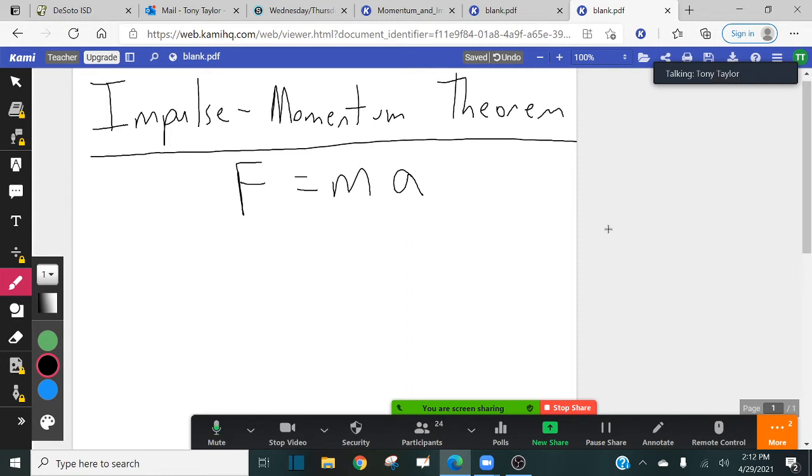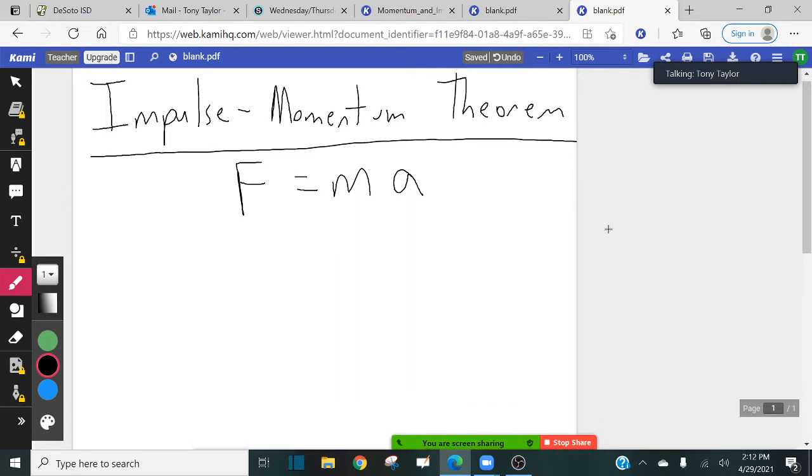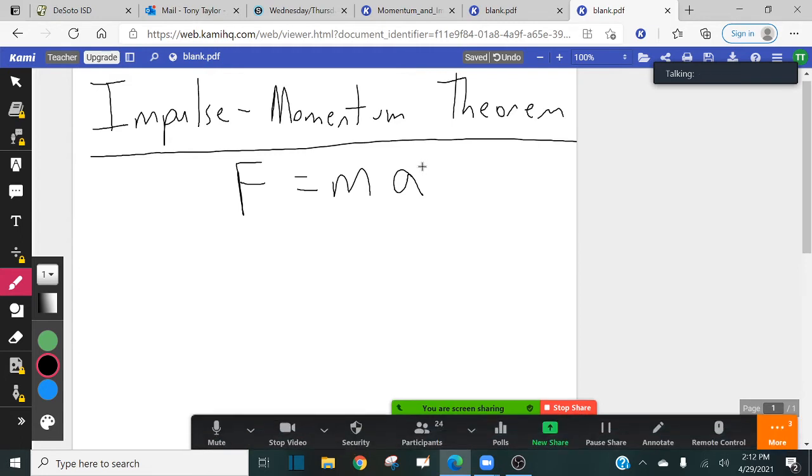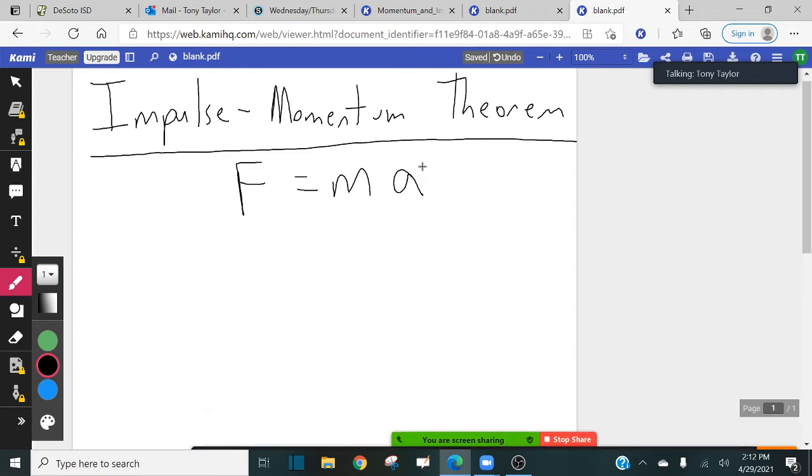Well, Isaiah, 9.8 is the acceleration of gravity. I'm not necessarily talking about the acceleration of gravity here. I'm just talking about any object that's experiencing a force that has an acceleration. You can quantify that acceleration by this equation. So this is Newton's second law. Okay, so I'm going to start off with this law here to prove to you guys that impulse and momentum can be equated to one another.